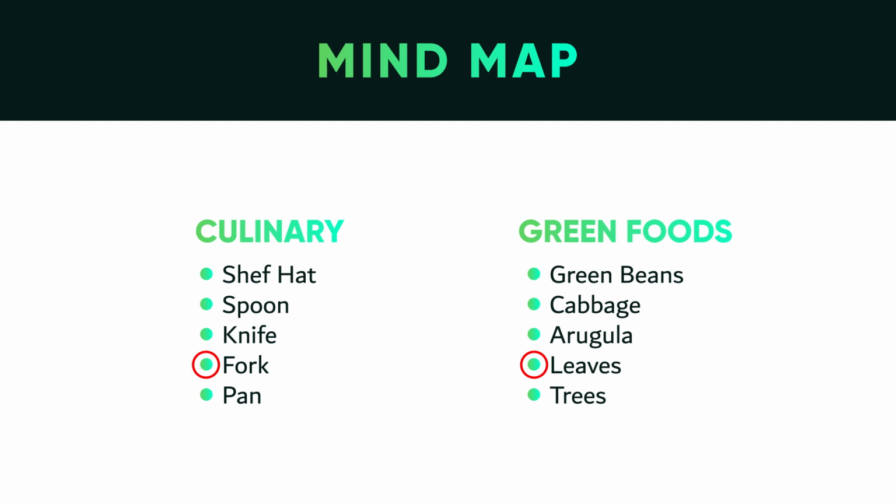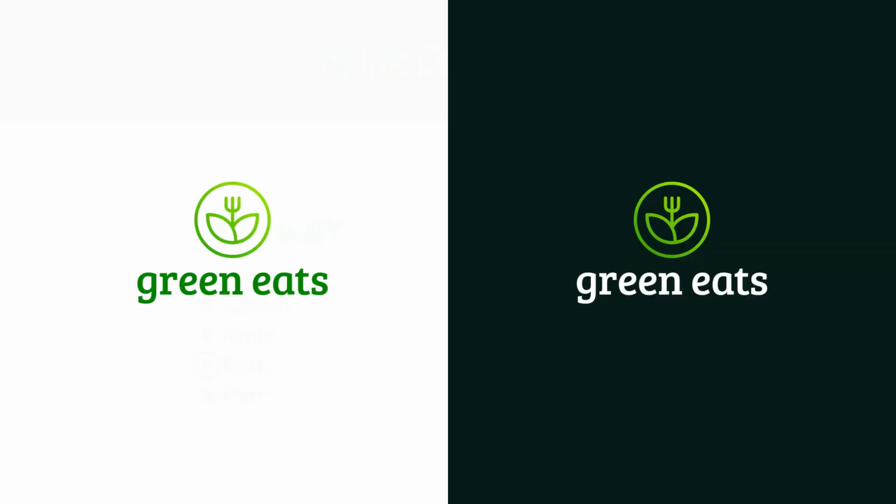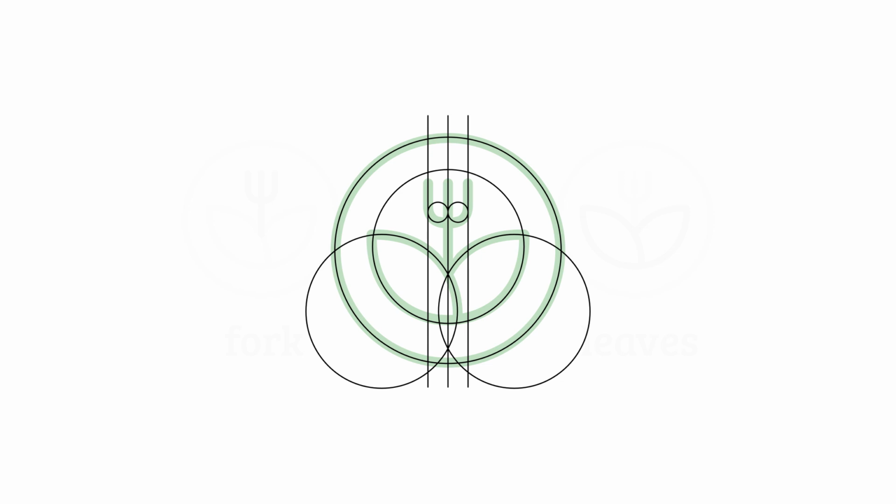And after sketching different designs, this was the finalized version. Now let's break down this one into different parts to understand the background logic. Now this part represents the fork to represent culinary, and this part represents the leaves to represent the green foods. And if you want to design this logo yourself, then this is the basic geometry. And this is for today's video.